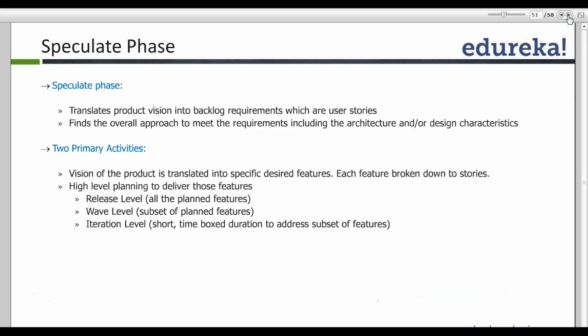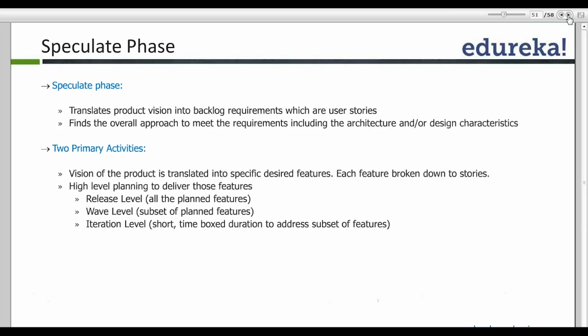In the speculate phase, we translate the product vision or the high level vision into backlog requirements, and the format which we use is called user stories. A user story is the overall framework or approach in order to meet the requirements, and we'll be talking about user stories as we move ahead. We do feature level planning, and we break down the features into user stories, and we do planning at three main levels.